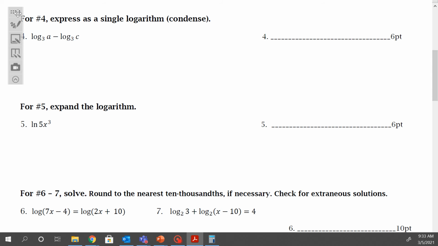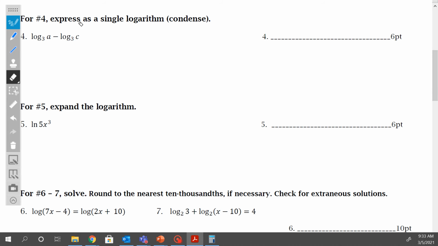Number 4, express as a single logarithm, aka condensed. Okay, so when you're condensing, we use the properties of exponents, the quotient, product, or power property. All right, and it has to do with combining them into a single logarithm. First, we check for numbers outside. There are no numbers outside, so we don't have to worry about that. And then we combine it into a single logarithm. Since they have subtraction in between them, that will be division when they're combined into a single log, so it would be log of A over C.